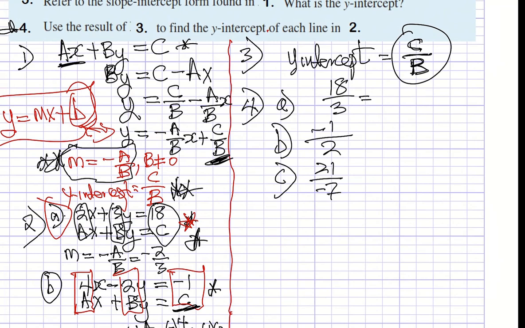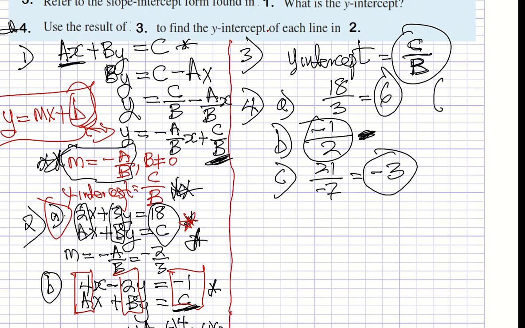3 divided into 18, you get 6. There's nothing to change here, so you leave it there. This one you get equals to minus 7 minus 3, right? So the y-intercept for each of them are there, okay? And don't forget, y-intercept is where x is equal to 0. So x is 0 right there, like that. Here, x is 0, minus 3. You see that, right? I hope you see that.